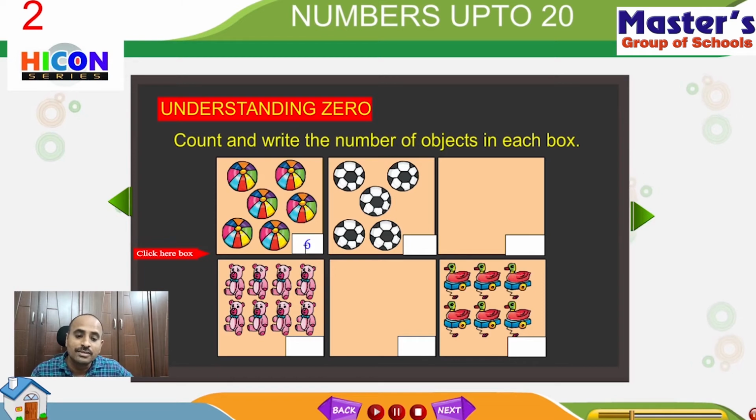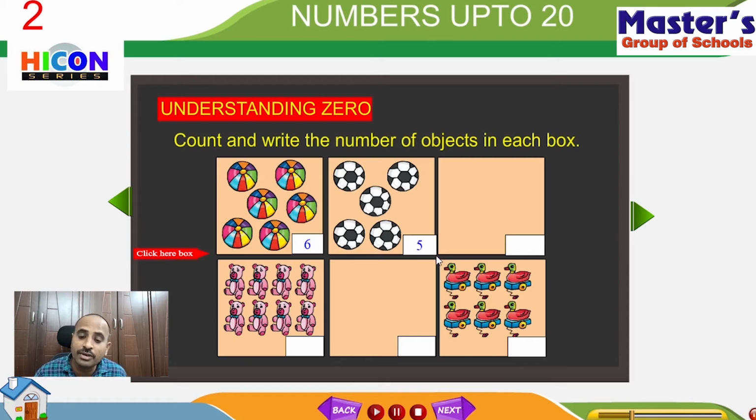Children, see the second box. What are there in the second box? Yes, there are footballs in the second box. How many footballs are there? Let us count. This is the first football, 1. This is 2, 3, 4, 5. Yes, there are a total of 5 footballs in the figure. We can represent the 5 like this. The number 5 can be written like this. This number is called 5.